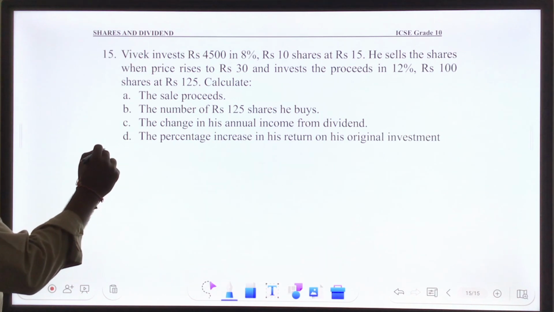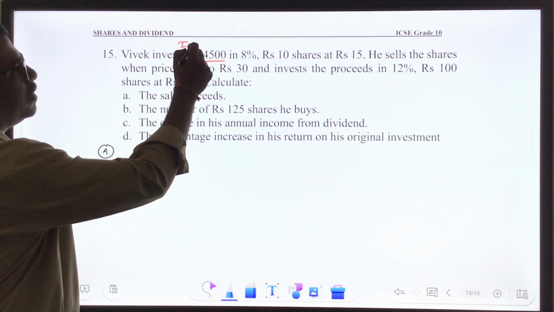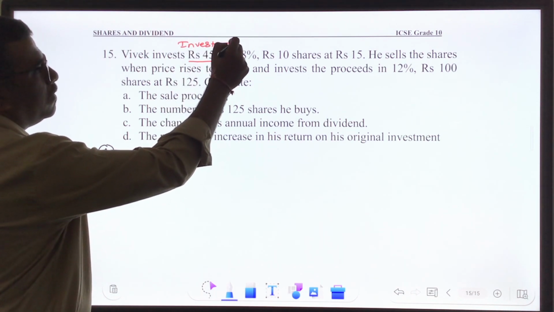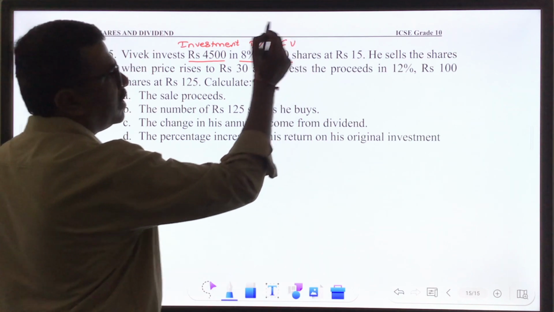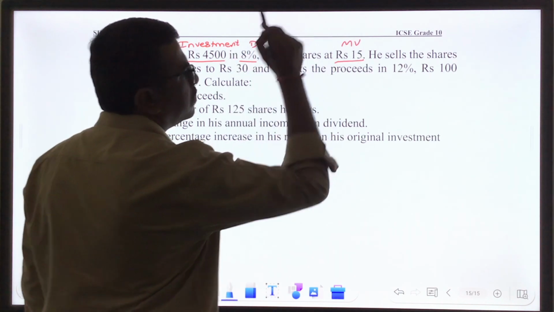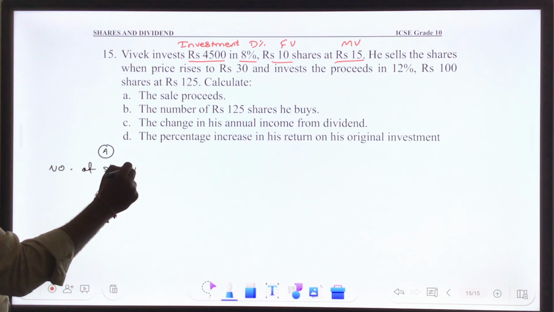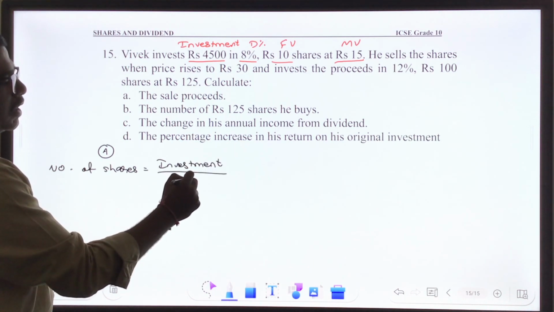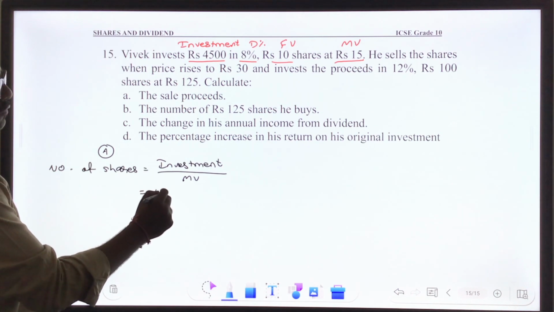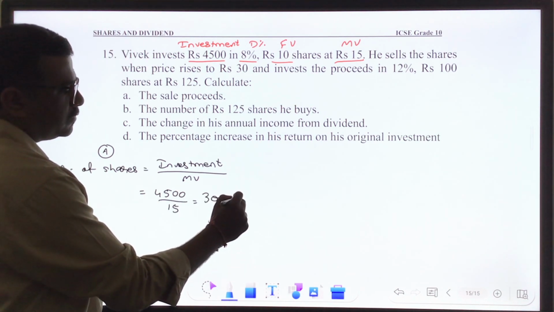So here for company A, investment is rupees 4,500, which is paying 8% dividend. Face value is 10 rupees and market value is 15 rupees. So first thing we can calculate is the number of shares. So the number of shares will be investment divided by market value, which is 4,500 divided by 15. It gives 300 shares.